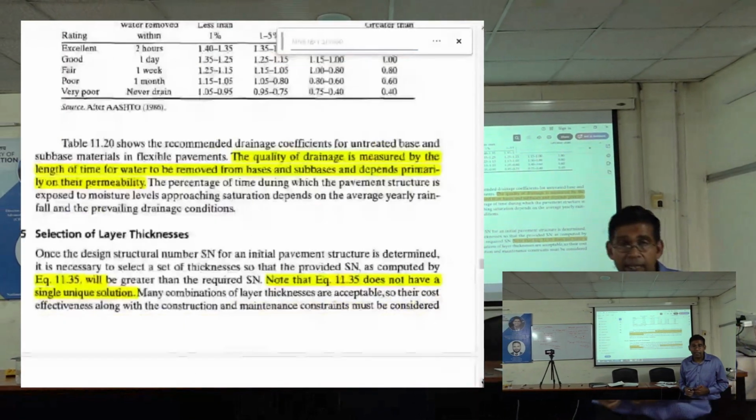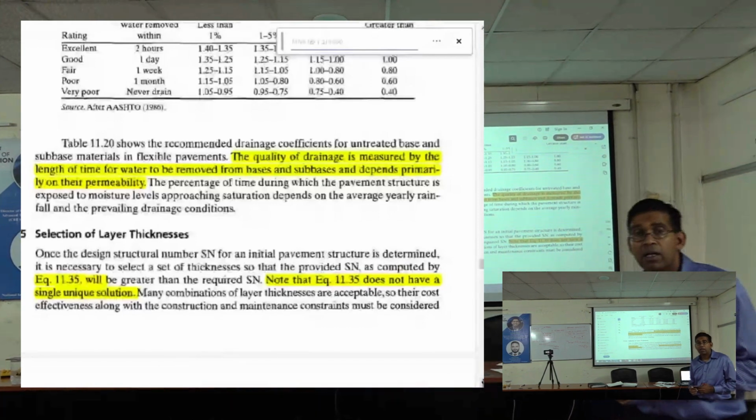Any other questions? Are there any questions in the text or any other questions?